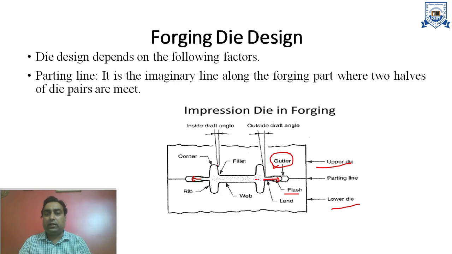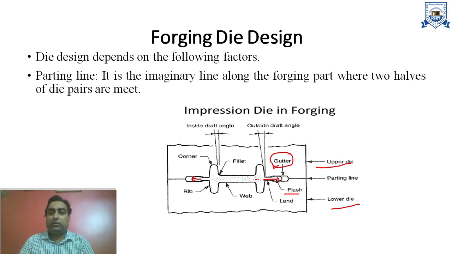Now you can see these walls are not perfectly vertical. There is a certain amount of slant, and these walls are inclined. This is called the draft angle. It may be internal or external, and it is provided so that after the forging process we can remove the job very easily.